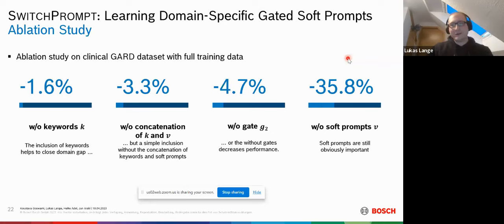And lastly, we also did an ablation study where we just included the keywords and removed all of the soft prompts. So the model totally fails to perform well. So we have a minus 35% decrease. This is obviously not something you should do. So if you do soft prompting, you also should include soft prompts and should not only rely on keywords. But yeah, that was quite obvious.